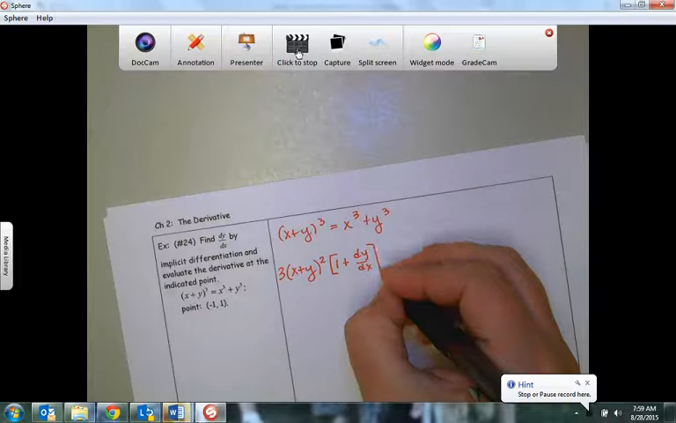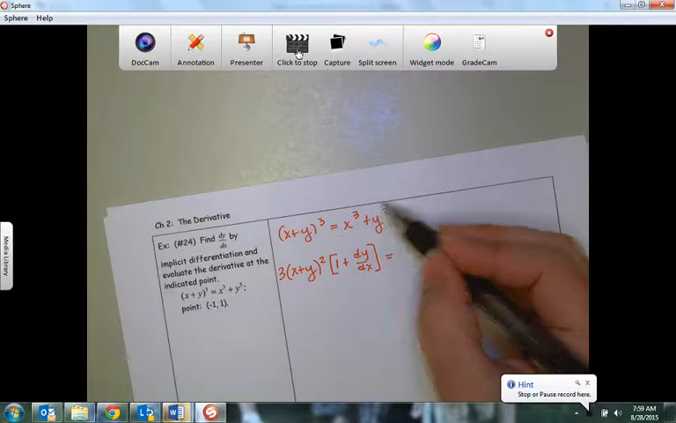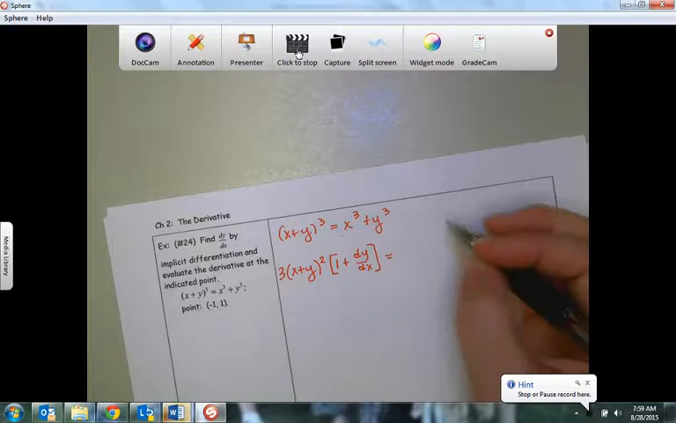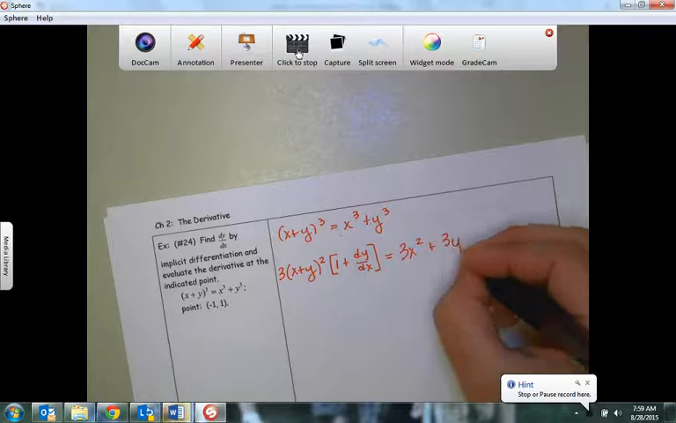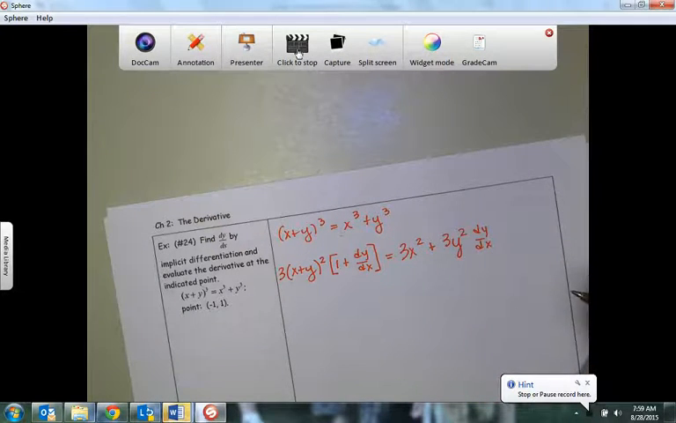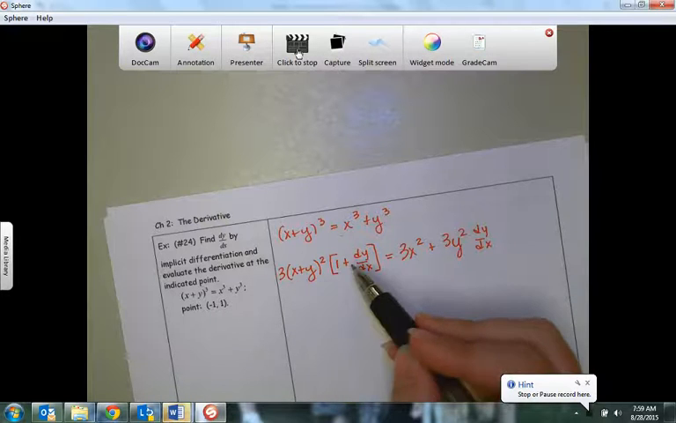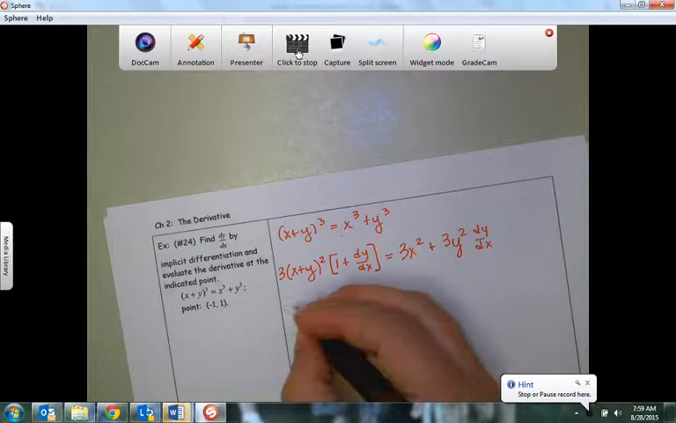dx. And then these guys, they're just plus or minus, so I can do them separately. 3x squared plus 3y squared dy dx. Okay, I'm going to have to FOIL or distribute this guy in order to get the dy dx's all together.